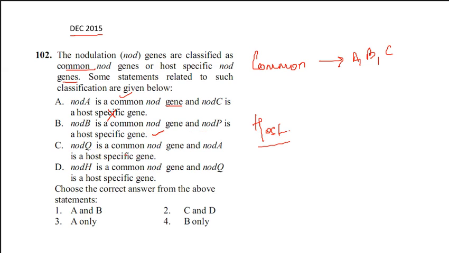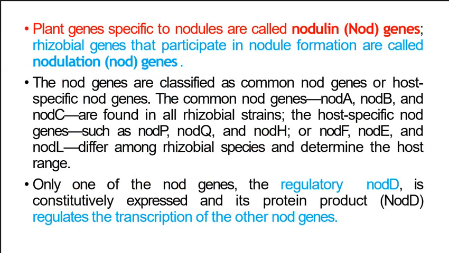NodQ is a common nod gene? Wrong. NodP is host specific, Q is host specific, H is also host specific. So nodQ as common is wrong, and nodH as common is wrong. So B is the only correct answer. I have given the explanation, you can go through it.